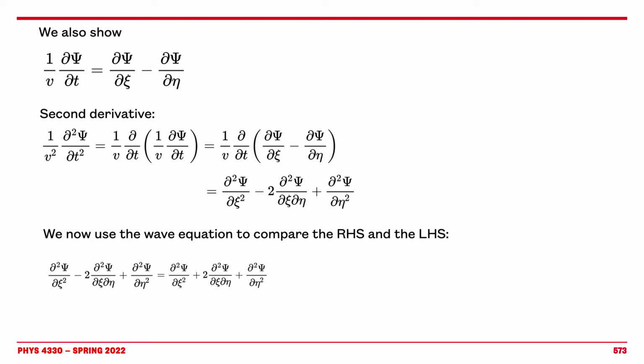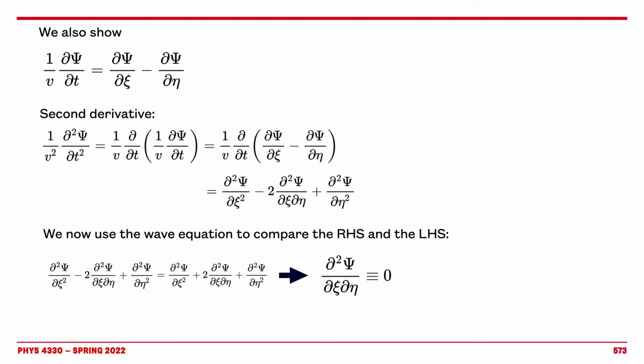What we find is that in order for this equation to always be true, the cross derivative, the second derivative of psi with respect to xi and eta, has to be equal to 0. There is no other way because of the minus sign in front of the 2 on the left-hand side and the plus sign in front of the 2 on the right-hand side. The only way for this equation to be true is that this cross derivative is equal to 0. This is actually an extremely important result.